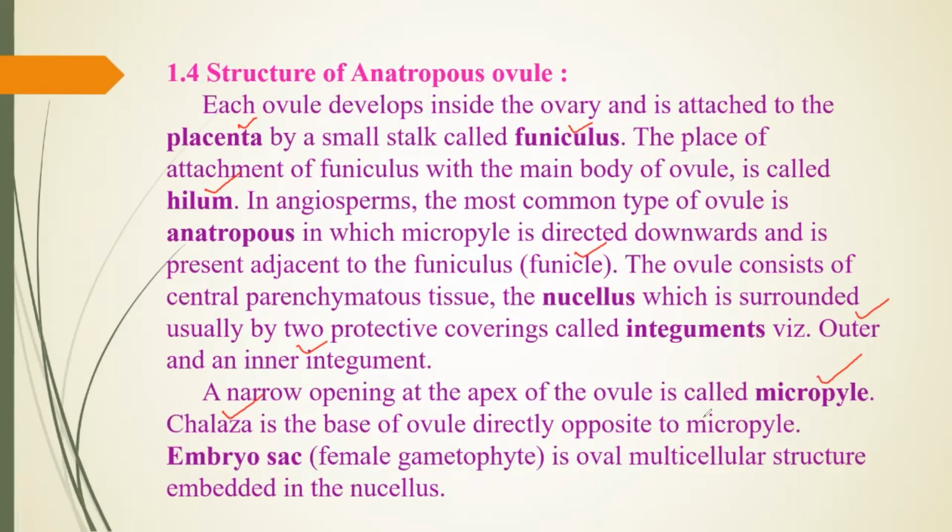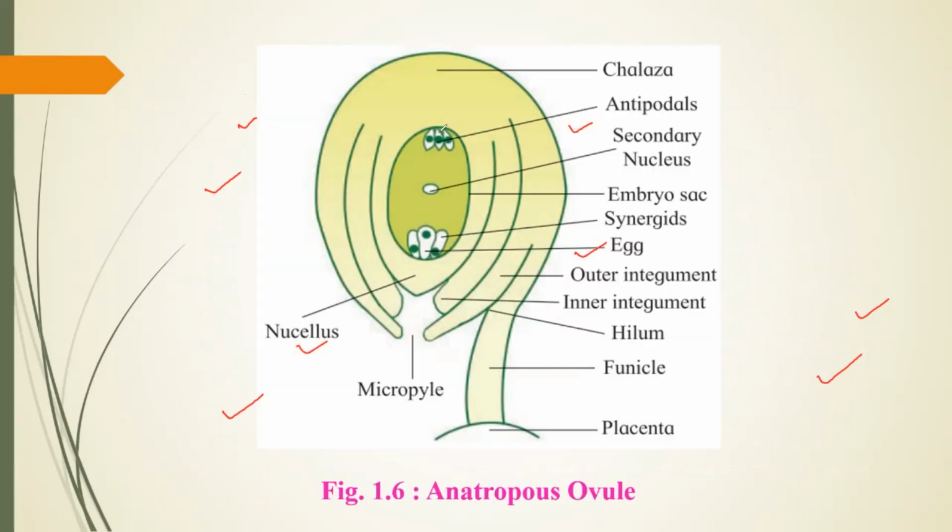chalaza. And the embryo sac, the female gametophyte, is an oval multicellular structure embedded in the nucellus. So inside the nucellus, we observe a total of 6 cells. We see 6 cells, so it is a multicellular structure. These are the 7 cells: 1, 2, 3, 4, 5, 6, 7. We get to see 7 cells like this. Okay, let's move to the next one.